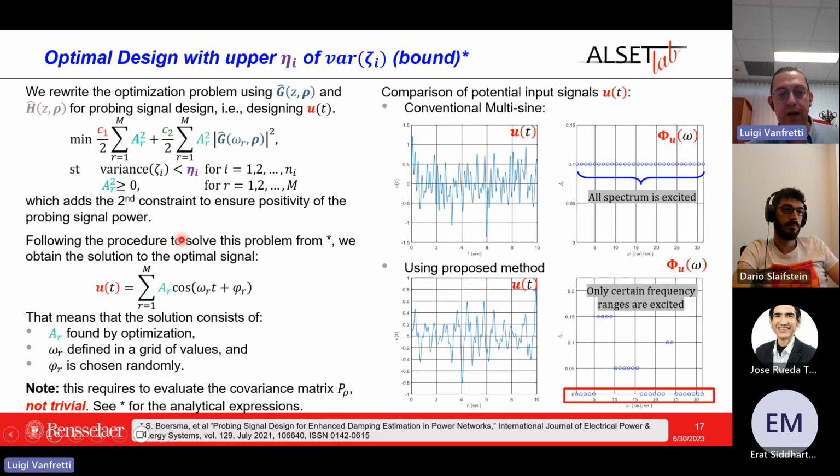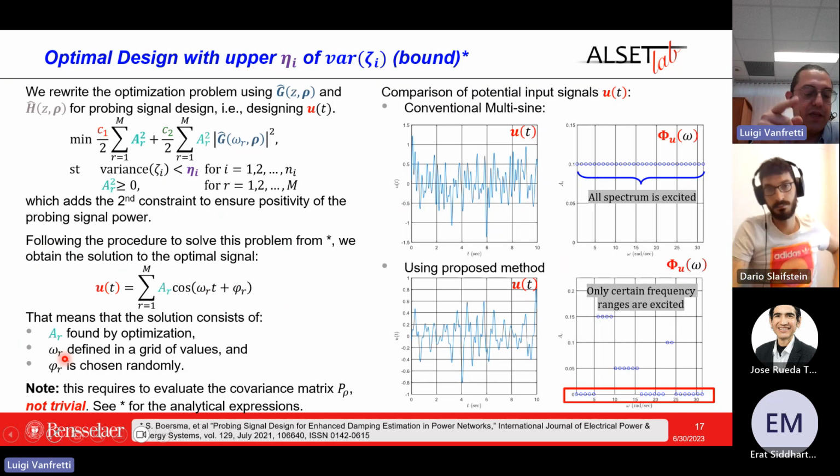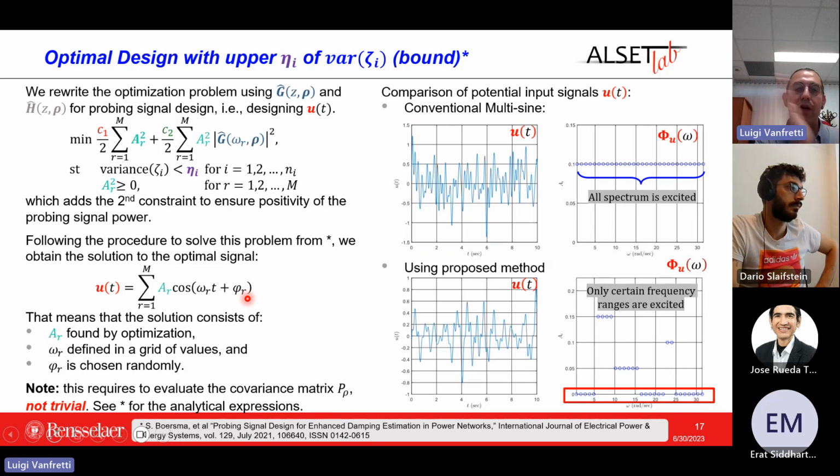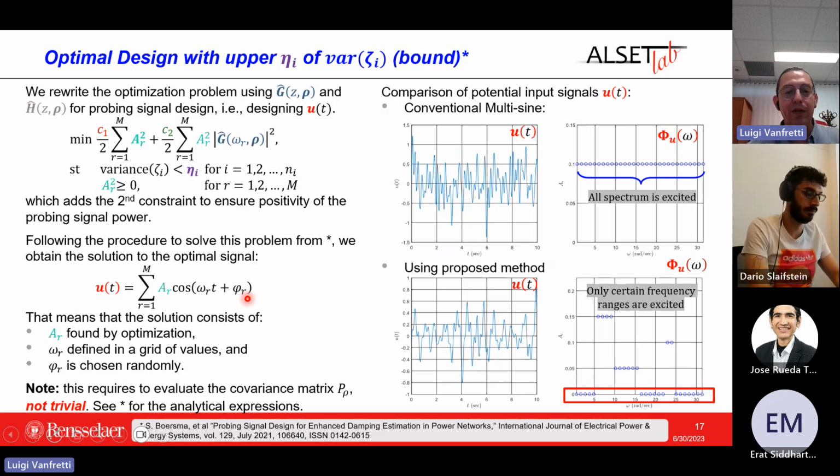So following the procedure that we have in the paper, I'm skipping the details, but the end result is that we will obtain the optimal signal. And the optimal signal is simply going to be determined by the coefficients of the cosines and the sines. So these coefficients, we'll find them by this optimization problem. And omega r is going to be an array, a grid of values for the frequencies that we're going to inject. So from 0.1 to 1 hertz was the example from those guys. We can do any range that you want. And theta r is chosen randomly. The reason that we're choosing this randomly is that when the cosine starts, we can move it around. And that guarantees that the input signal amplitude is at the level that we desire, basically.